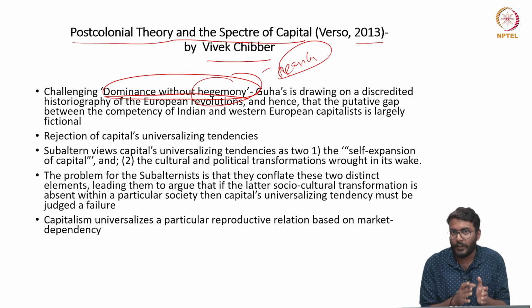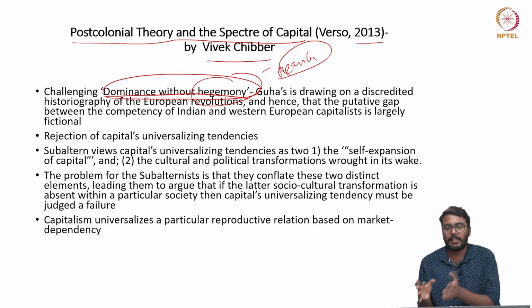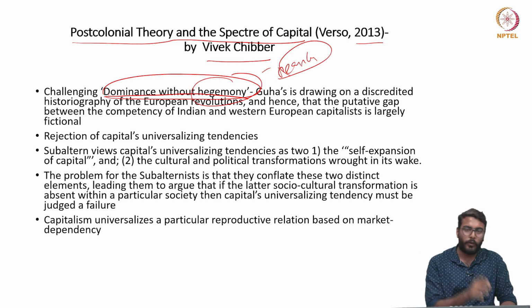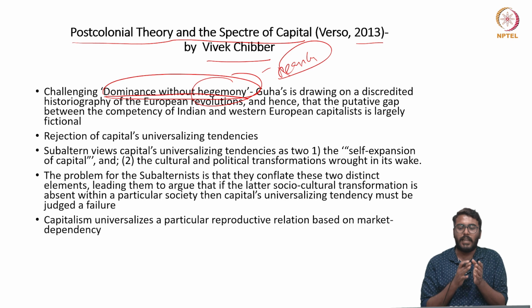So the idea of European capitalism and Indian capitalism, the distinction between them, is constitutive of subaltern studies, and Vivek Chibber says that this bifurcation between Western or European capitalism and Indian capitalism comes from a flawed understanding of the historiography of Europe. He details that in his chapters. He says that this difference between European or Western and Indian capitalism is largely fictional.